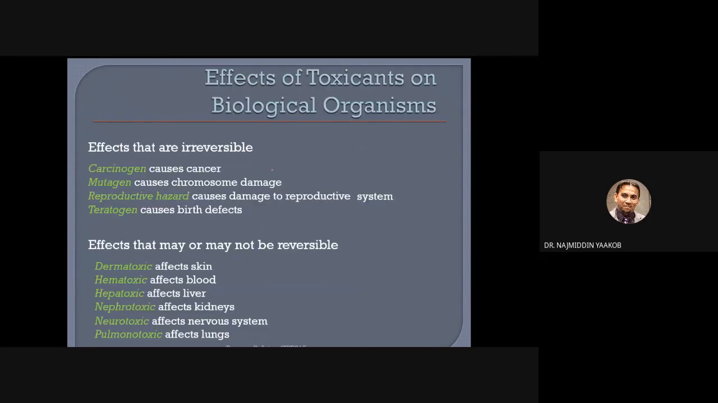So what are the effects of the toxicant? The effects which are irreversible are very dangerous: carcinogens, which can cause cancer; mutagens, which can cause chromosome damage; reproductive hazards, which can cause damage to the reproductive system; and teratogens, which can cause birth defects. There are also effects that may or may not be reversible: dermatotoxic effects on the skin, and effects on the blood, the liver, the kidney, the nervous system, and also the lung.